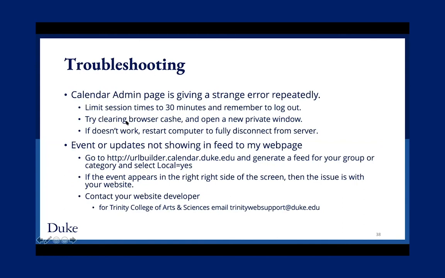And quick troubleshooting. If I'm getting a weird error over and over, that is most likely that your computer didn't fully disengage from the system the last time. This is happening less and less because we've done some things on the system side. But if you keep getting this weird error message, try closing the browser, clearing the cache. If that doesn't work, restart your computer. And if that still doesn't work, calendaring at duke.edu, please help me.